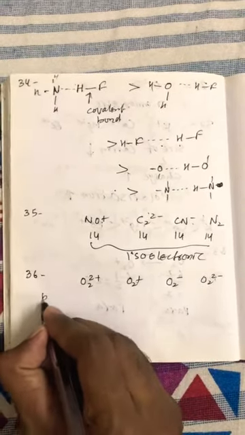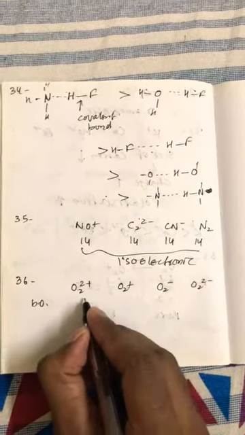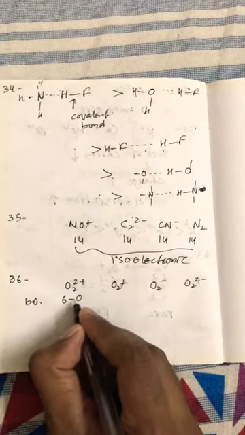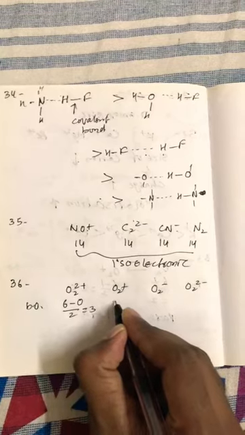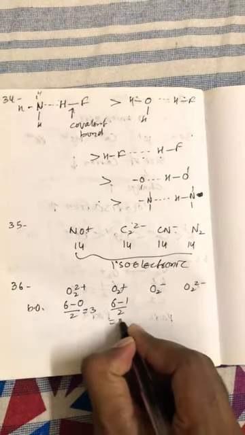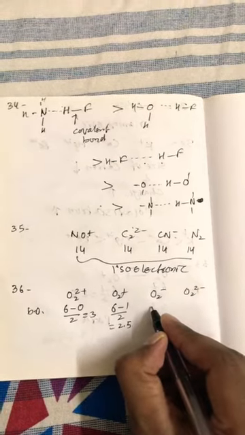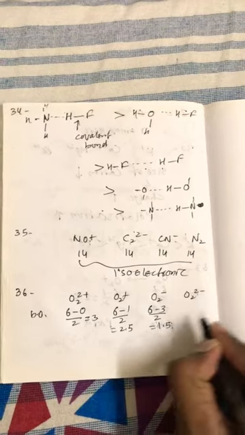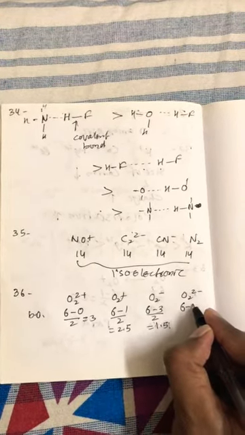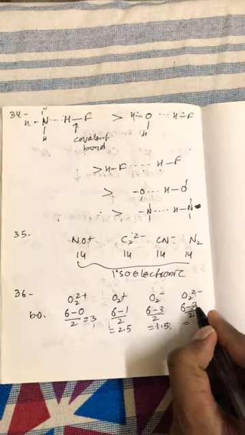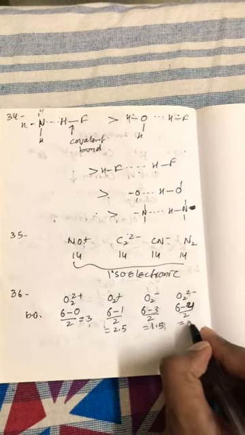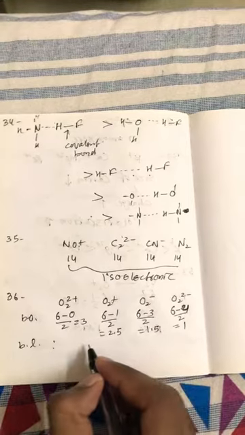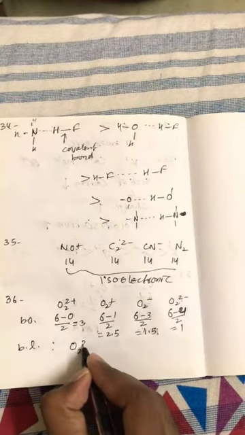Question number 36. Bond order of O2 2+ will be 6 minus 0 by 2, that is 3. Of O2+ will be 6 minus 1 by 2, that is 2.5. Of O2- is 6 minus 3 by 2, that is 1.5. And O2 2- is 6 minus 4 by 2, that is 1. So bond length will follow this order.